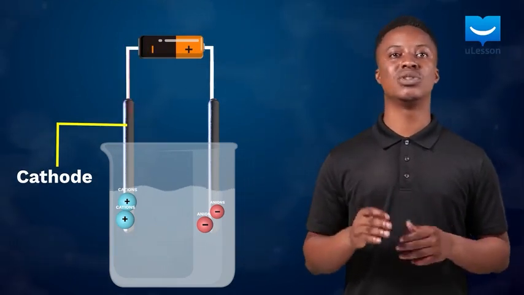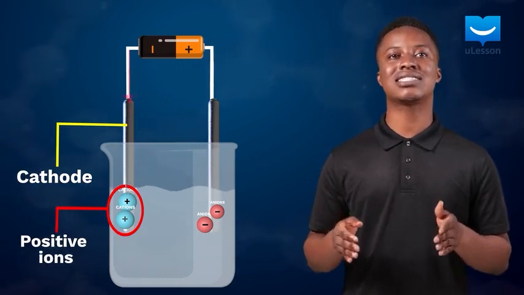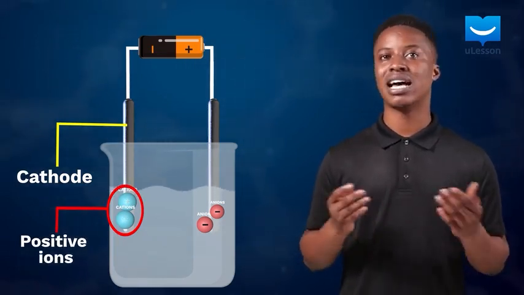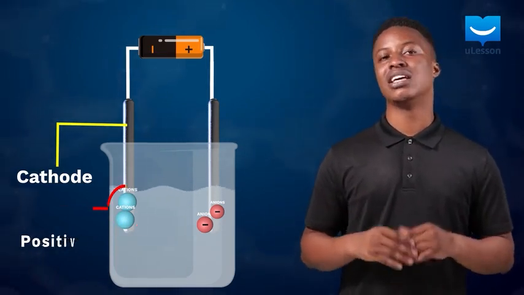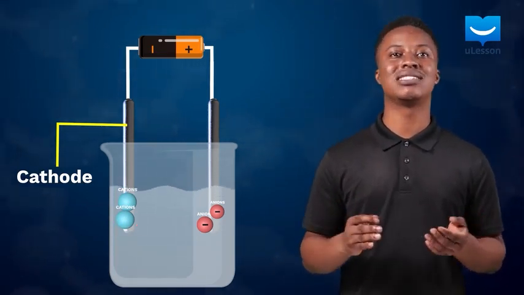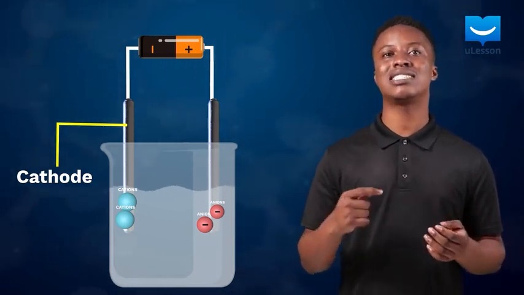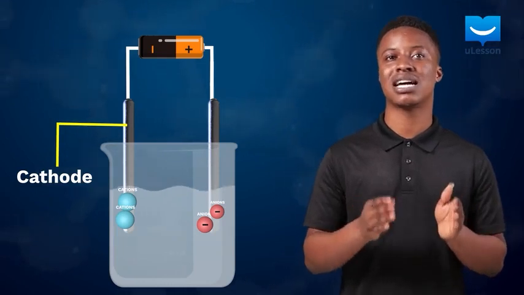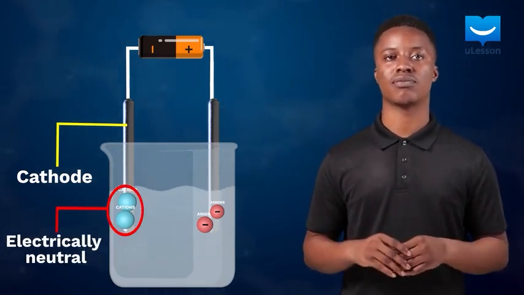The cathode of the electrolytic cell now becomes negatively charged and then attracts the positive ions in the electrolyte towards itself. And this is because unlike charges attract. Just like the buckets used for collecting the water flowing from a water tank, the cations accept the electrons flowing from the battery once they are attracted to the cathode and then become electrically neutral.